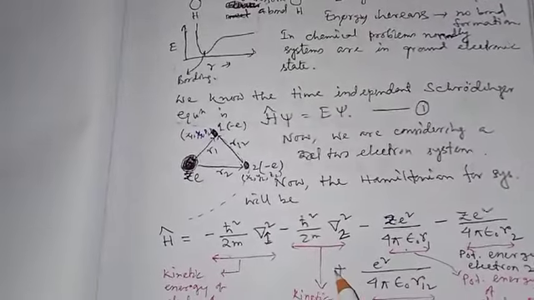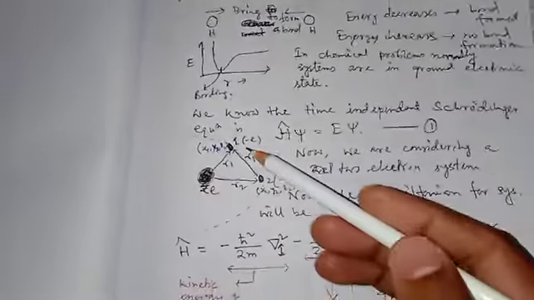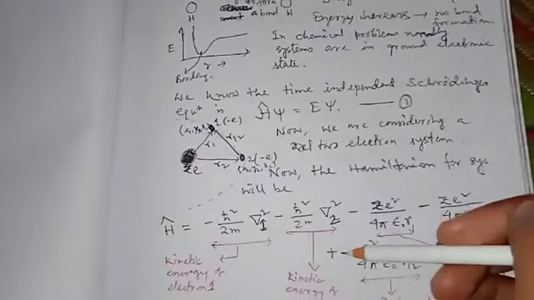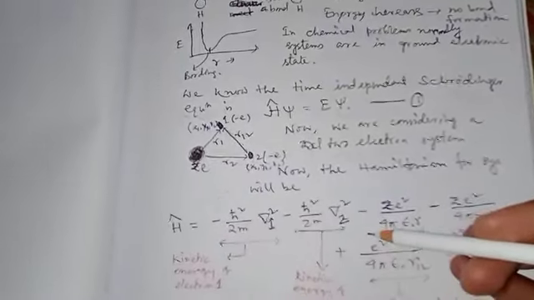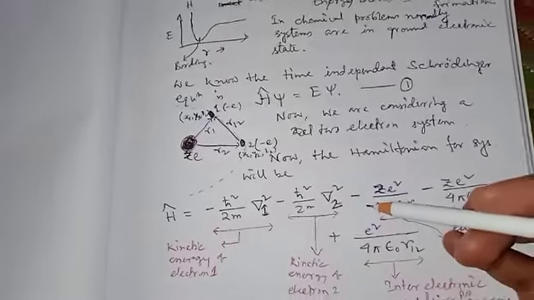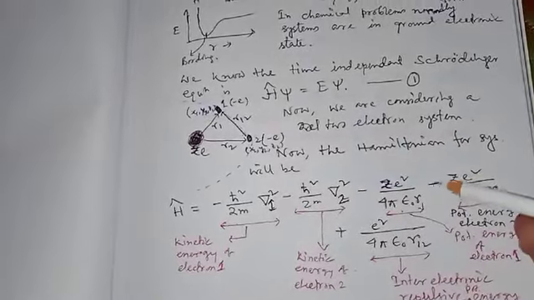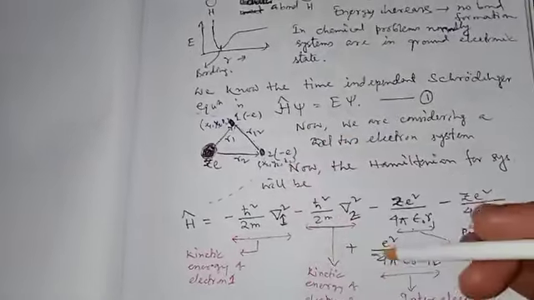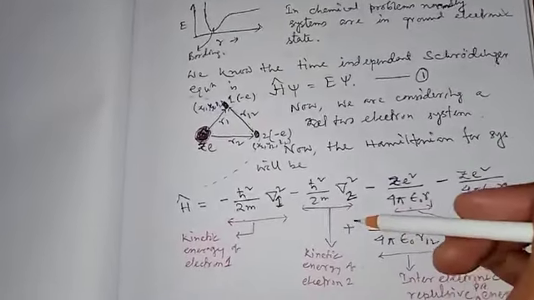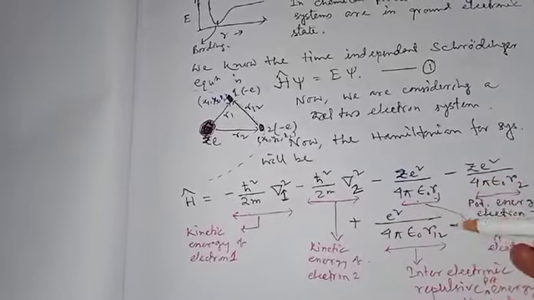Then the last term, a new term appears, that is the internuclear repulsion term. As we know, when we are talking about an attractive force or attractive potential energy, this is the stabilizing energy, so we have used a negative sign. But in case of a repulsive force, it always destabilizes the system, so we will use a positive sign in front of this repulsive term.